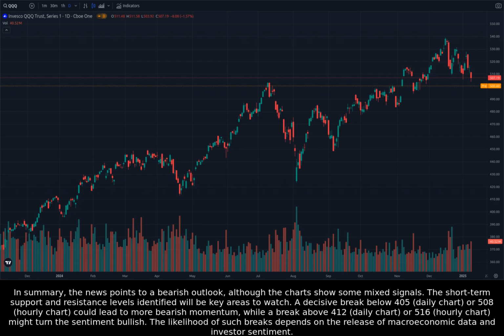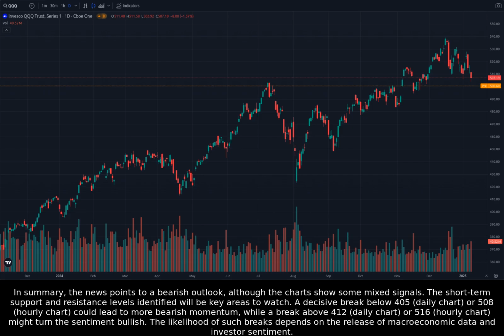A decisive break below 405 on the daily chart or 508 on the hourly chart could lead to more bearish momentum, while a break above 412 on the daily chart or 516 on the hourly chart might turn the sentiment bullish.